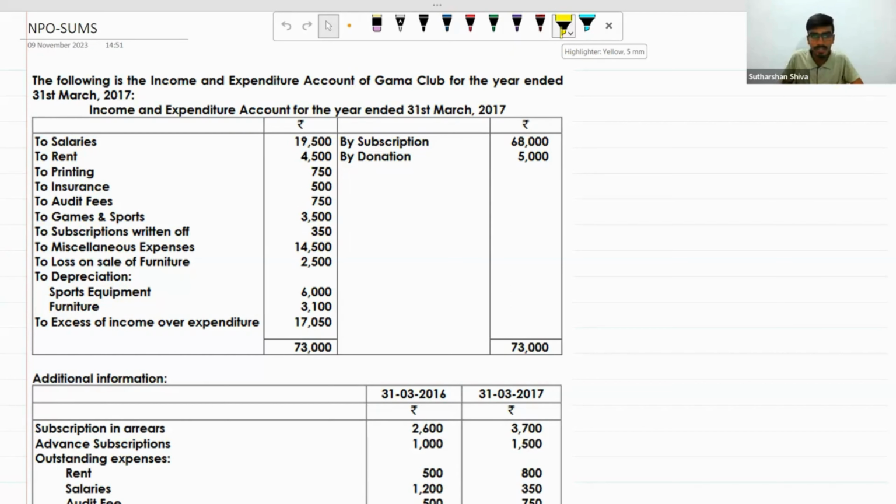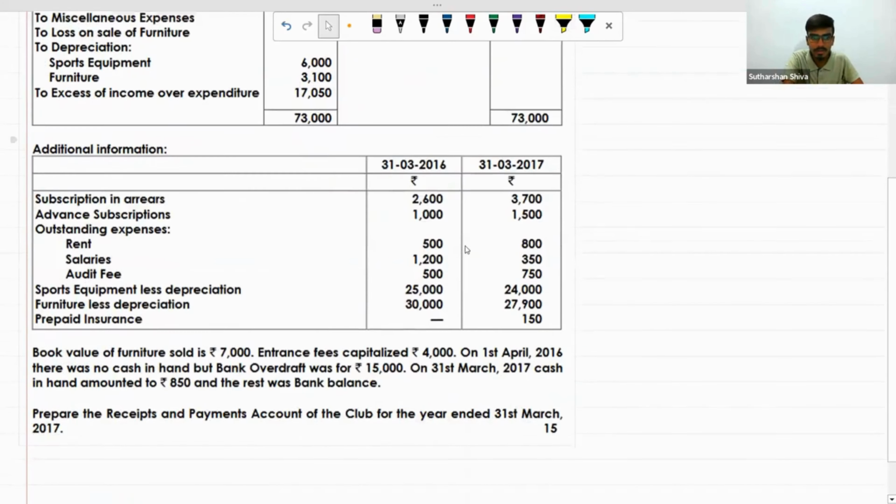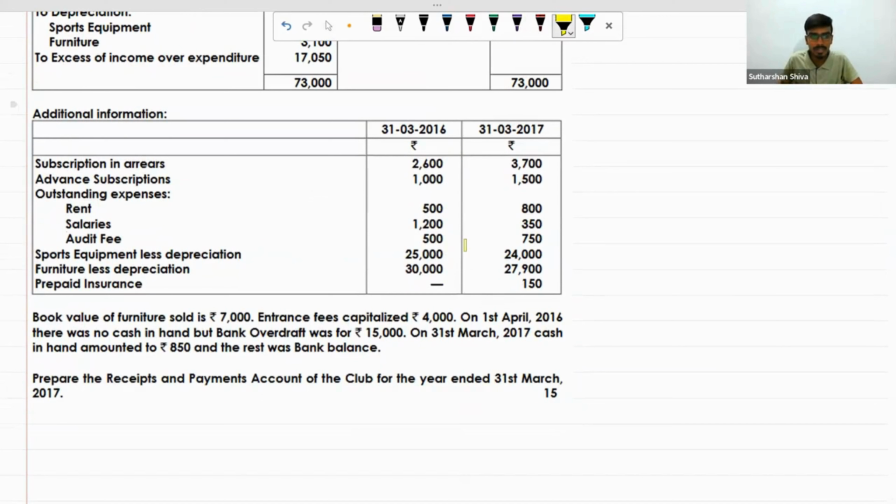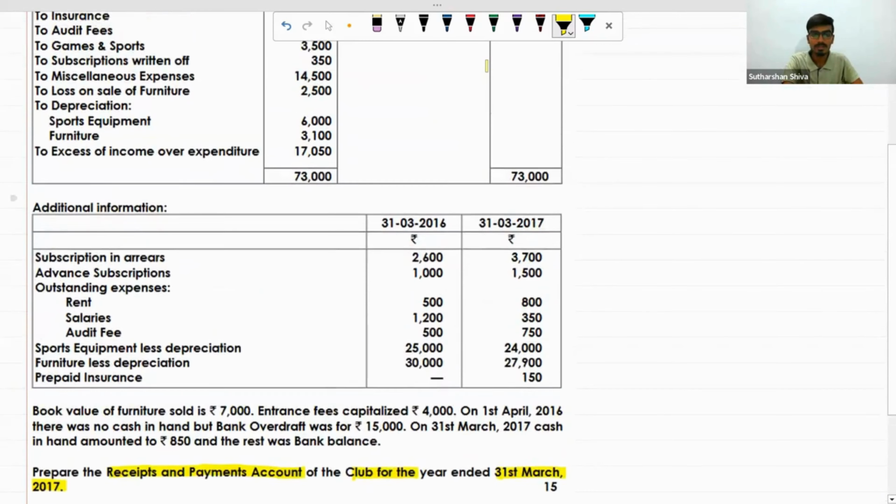The income and expenditure account of Gamma Limited for the year ended 31st March 2017 is given to you. Immediately study this, go to the downward side and study: prepare the receipts and payments account of the club for the year ended 31st March 2017.